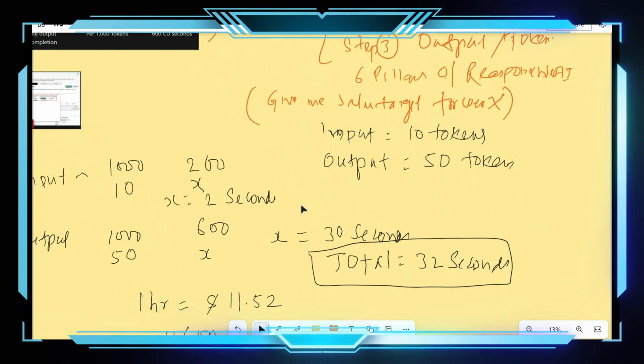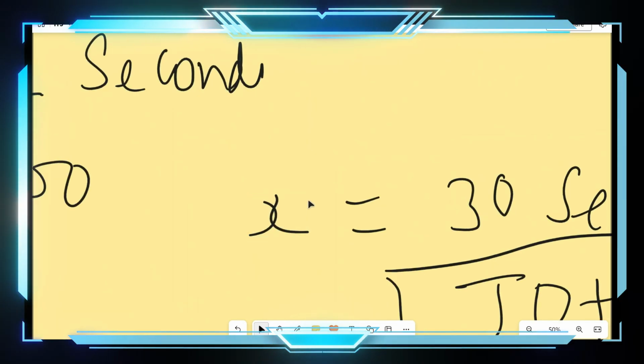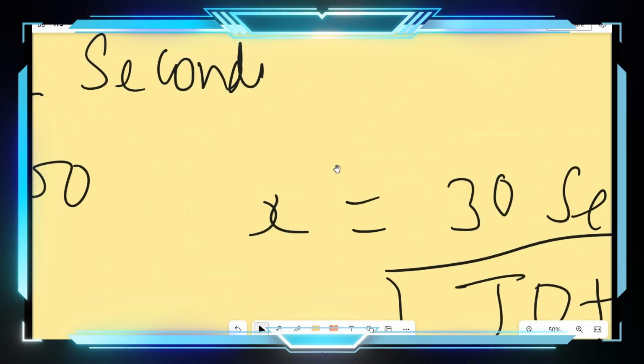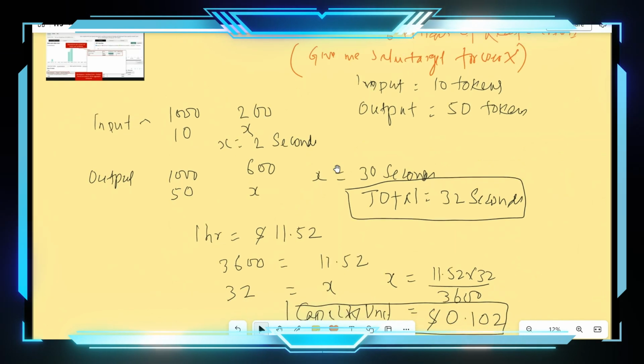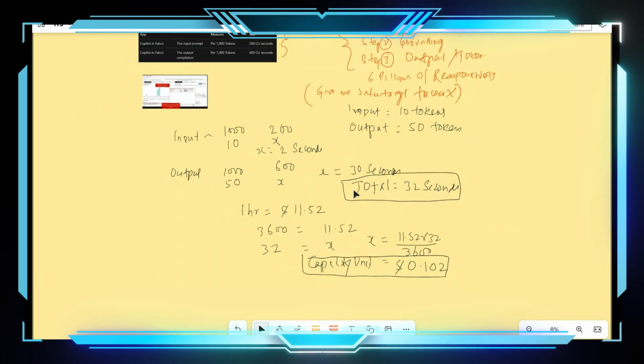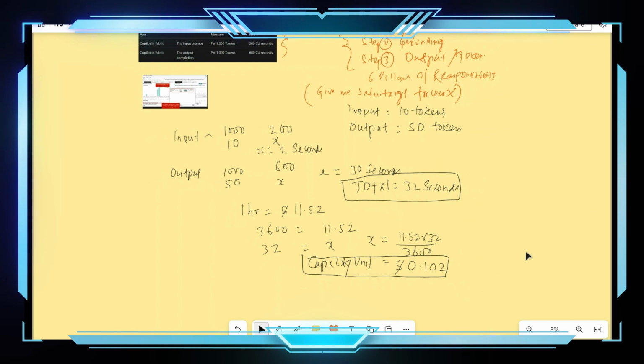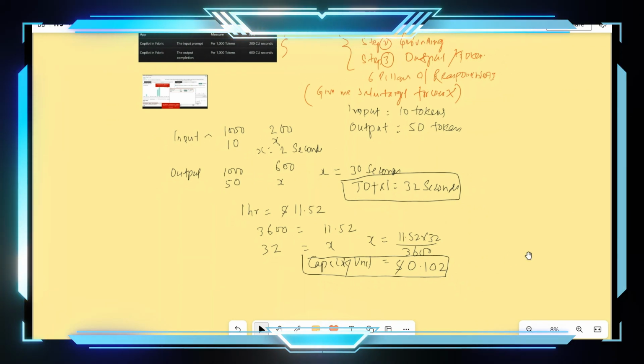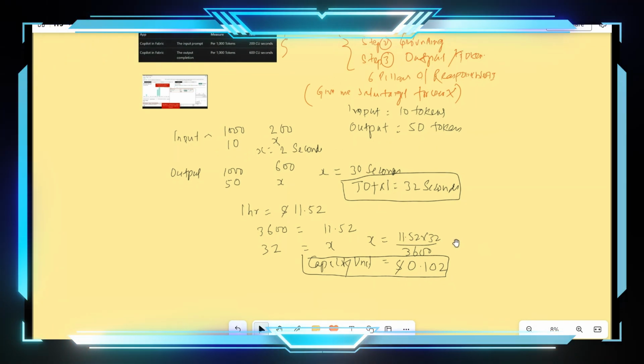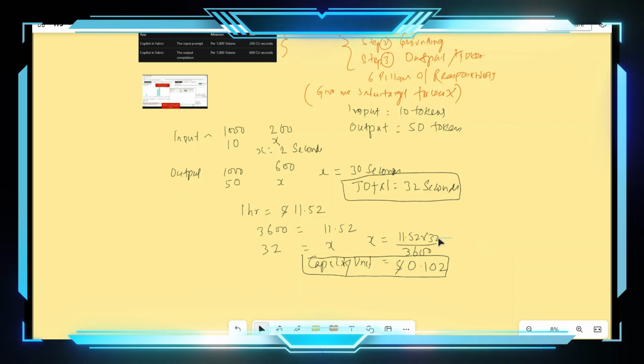Based on whatever, in this example, I've taken the F64 example, right? So it ran for 32 seconds in this example. The cost is going to be 0.102 on average for you. So this is how you're going to calculate.